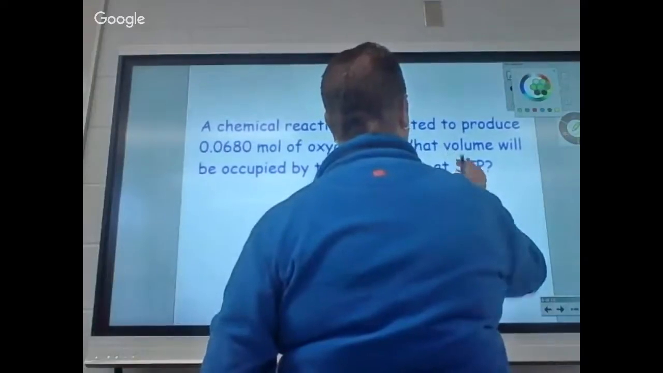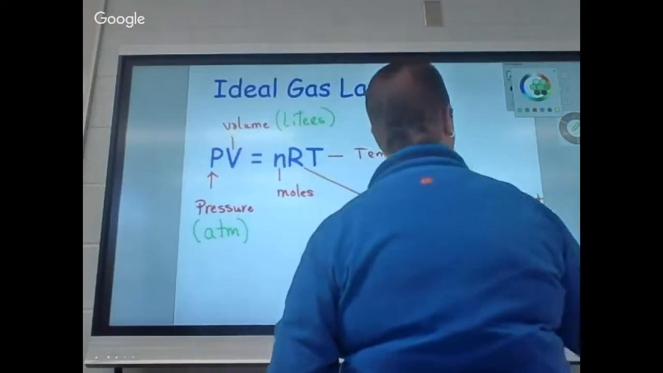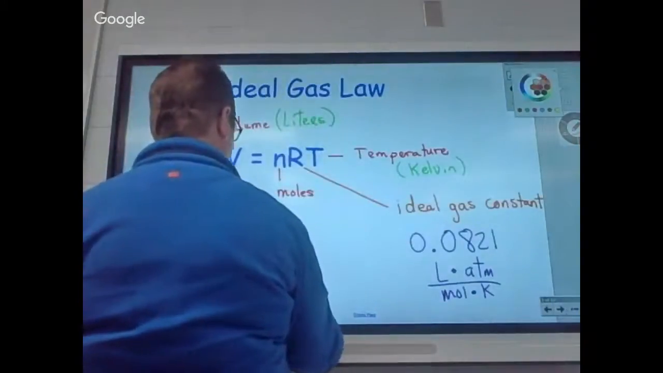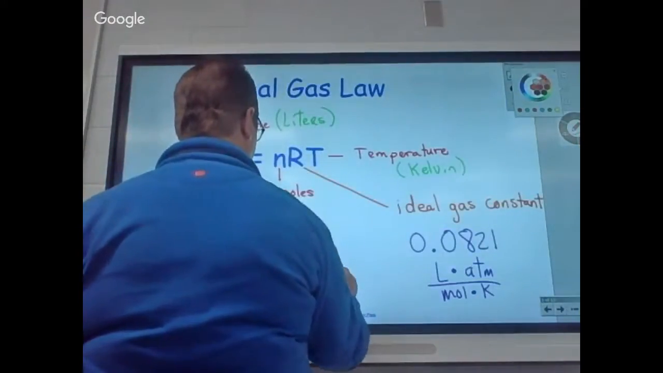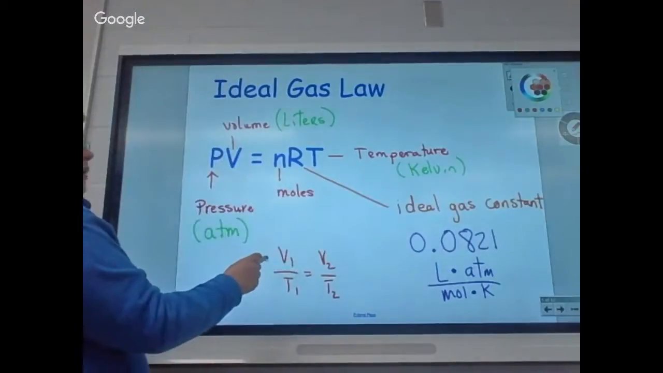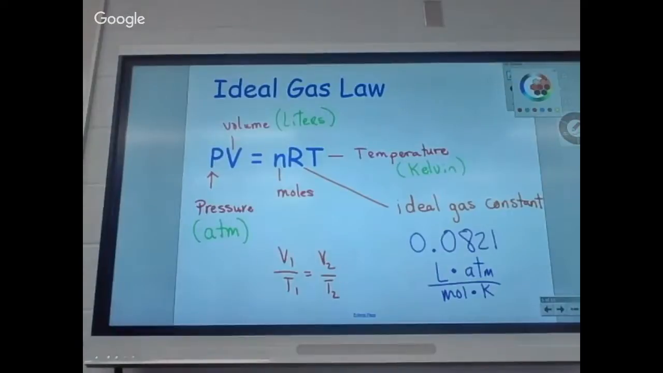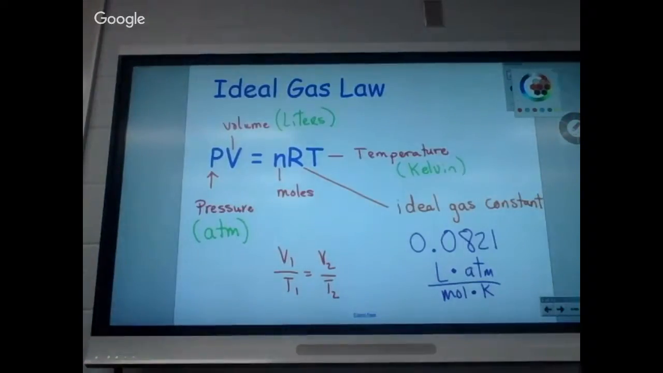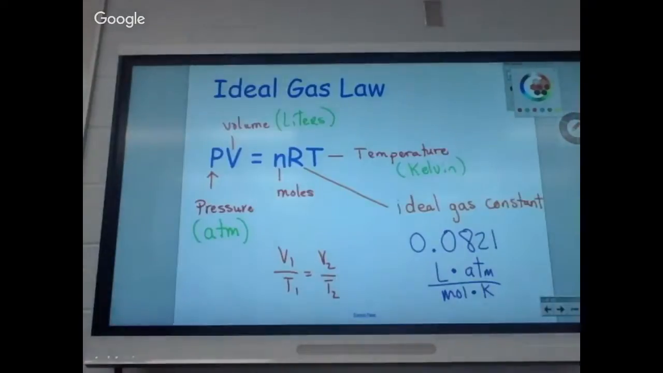Wait, say it one more time. Do I have to put my volume in liters? Why not? There's no R in the formula. Do I have to put my temperature in kelvins? Yes. Why? Temperature is always in kelvins. Okay?